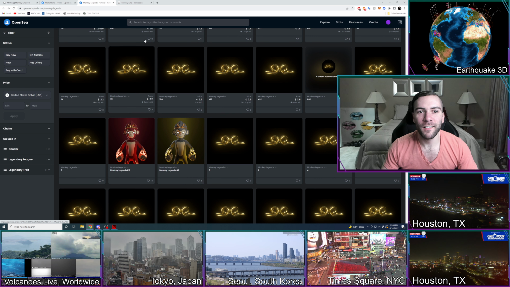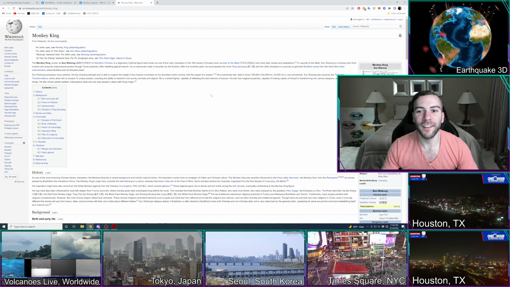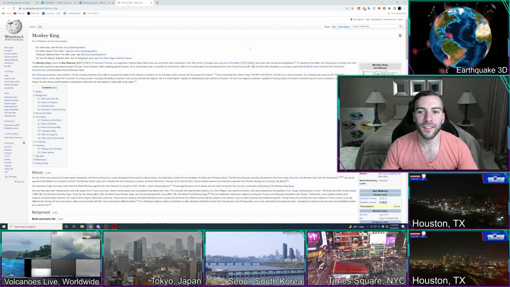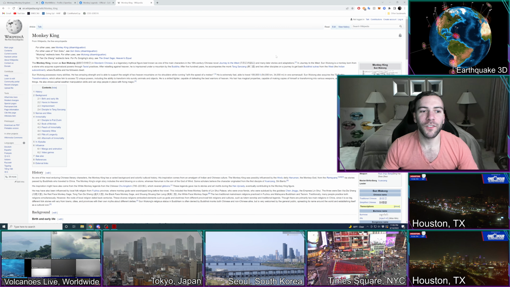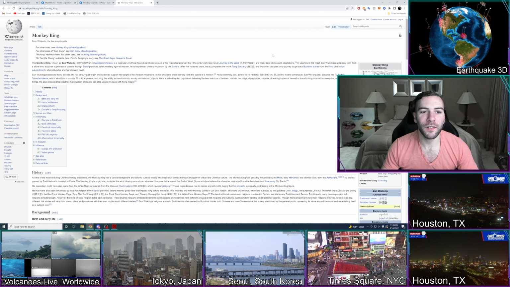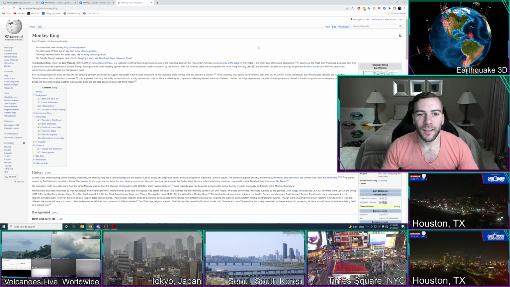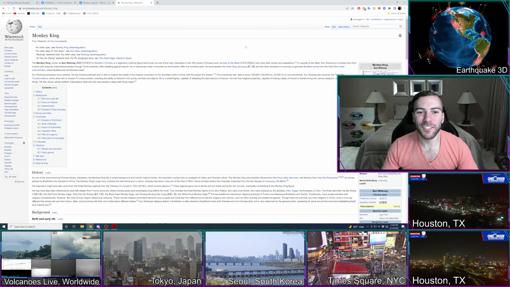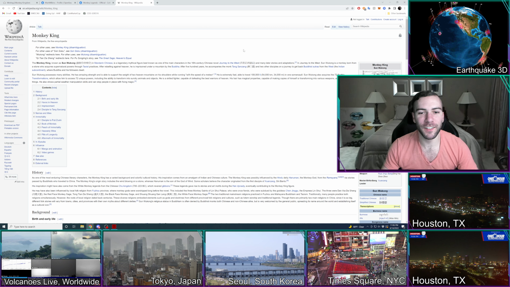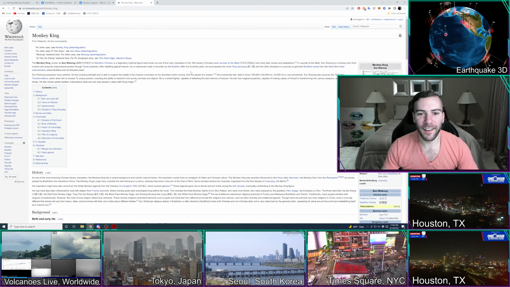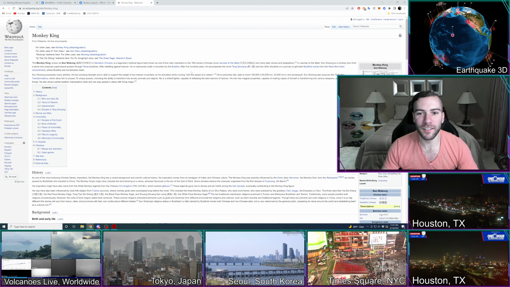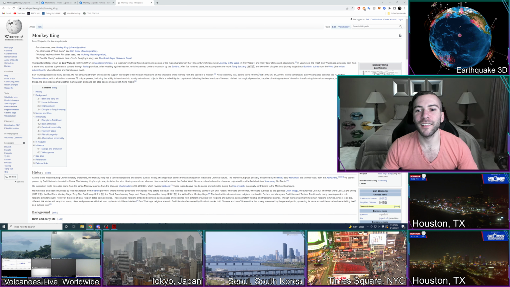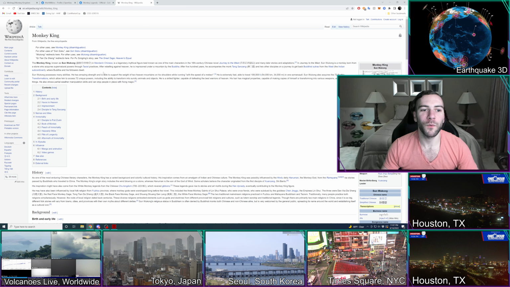This is Sun Wukong. Sun Wukong is the main character in Journey to the West. It says a monkey born from a stone who acquires supernatural powers through Taoist practices. After rebelling against heaven, not the heaven from the Bible, he is imprisoned under a mountain by the Buddha. It's a very different conception of the world. After 500 years, he accompanies the monk Tang Sanzang and two other disciples on a journey to get back Buddhist sutras from the West, where Buddha and his followers dwell.